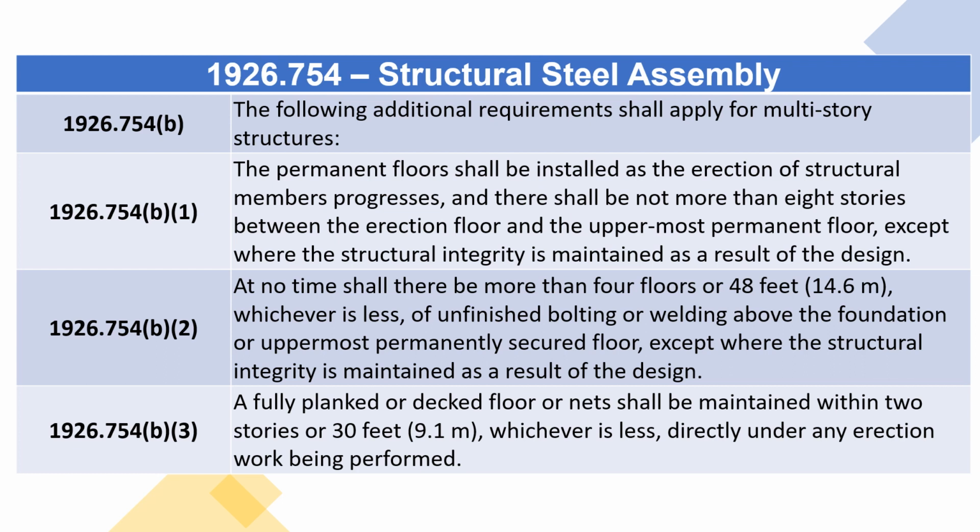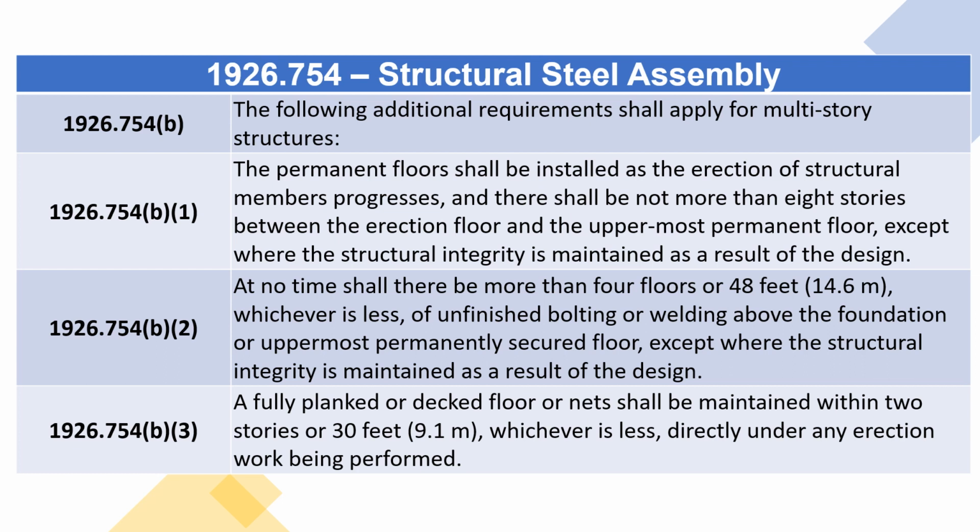1926.754(b): The following additional requirements shall apply for multi-story structures. 1926.754(b)(1): The permanent floors shall be installed as the erection of structural members progresses, and there shall be not more than 8 stories between the erection floor and the uppermost permanent floor, except where the structural integrity is maintained as a result of the design.